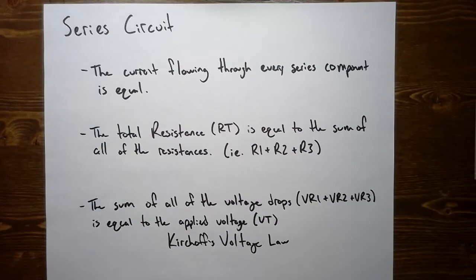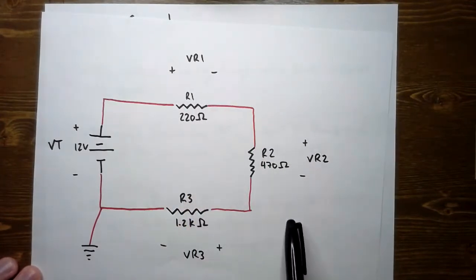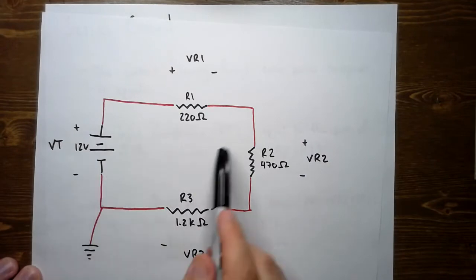So our total resistance of this circuit will be equal to all of these resistors added up. And also the sum of all the voltage drops. So the voltage across each resistor will add up to the applied voltage, which is 12 volts in this case.